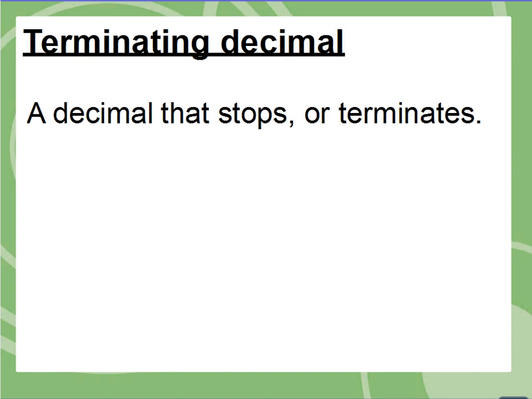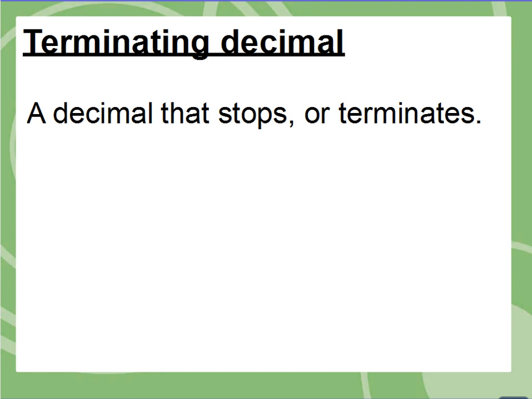Our final vocabulary word, our second kind of decimal, is a terminating decimal. That's one that stops. For example, if we're talking about pennies, 0.05. We don't have 0.05 repeating. That's not part of that. We normally just stop.